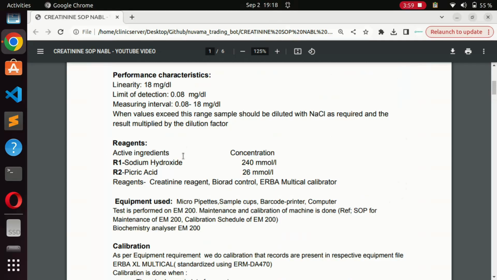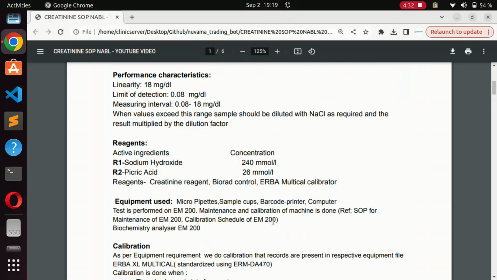The next thing we must mention are the reagents that are being used, and each reagent's concentration. So creatinine by Jaffe's method requires 2 reagents, sodium hydroxide and picric acid. We mention the concentration of these two, which is 240 millimole per liter and 26 millimoles per liter. We then must mention the reagents that are used, which is a creatinine reagent, Biorad controls, Herba multical calibrator. Now these are all specific to our method, which we have used in this particular assay. We then mention the equipment used.